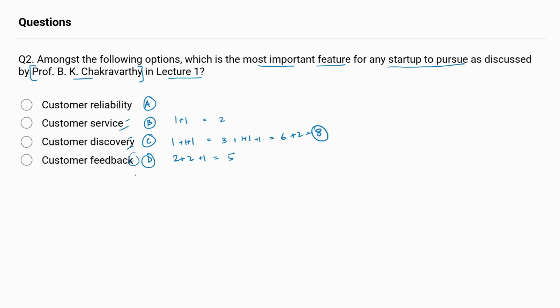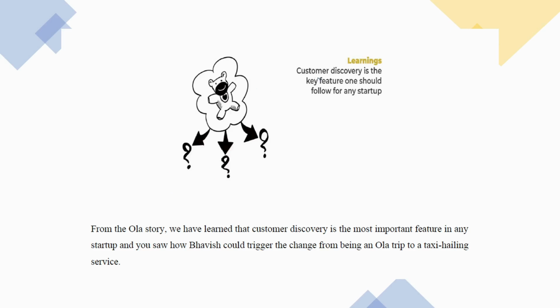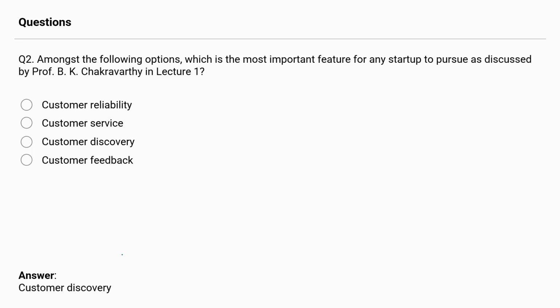All right. Let's see the screen validation. Customer discovery is the key feature one should follow for any startup. From the Ola story, we have learned that customer discovery is the most important feature in any startup. You saw how Bhavish Agrawal of Ola could trigger the change from Ola Trips to the taxi hailing service, right? So all those of you who have opted for option C, customer discovery, that is the correct answer.